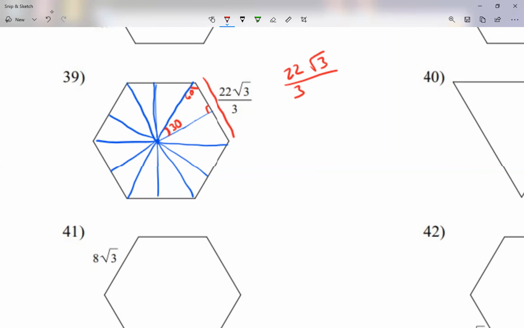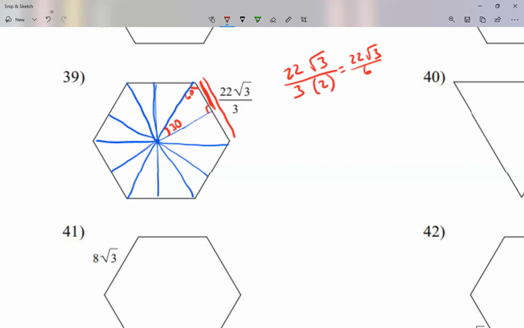I'm actually going to cut it in half, because if you notice, I'm only using half of it. So I'm going to divide it by 2, so I'll put a 2 at the bottom. So that is 22 radical 3 over 6, or better known as 11 radical 3 over 3. 11 radical 3 over 3. That's the small side of my right triangle.